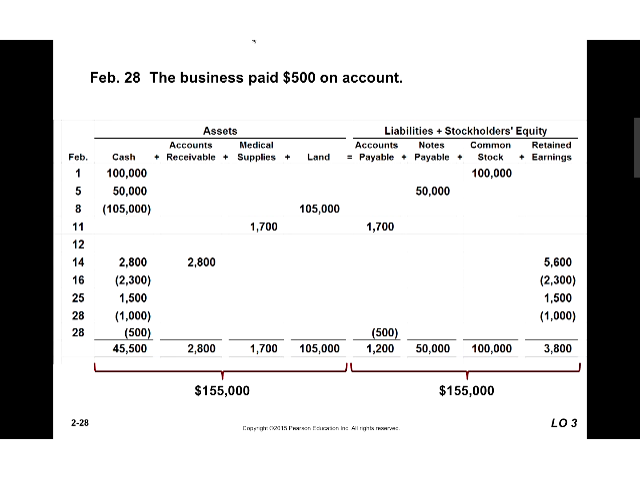Now, when I add up my assets, I get 155,000. When I add my columns for liabilities and stockholders' equity, so I add the accounts payable balance, notes payable balance, common stock balance, and retained earnings balance, I get 155,000 as well. Those are my totals at the bottom. That means my accounting equation is in balance.